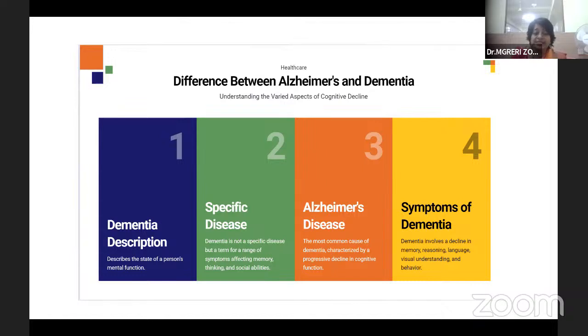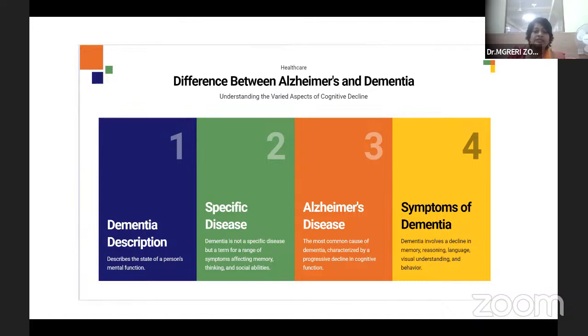Dementia describes the state of a person's mental function. Dementia is not a specific disease or disorder, it is a symptom, for a range of symptoms affecting memory, thinking, and social abilities. But in Alzheimer's, dementia is one of the symptoms. Also, there will be a progressive decline in cognitive function and in organizational behavior. So in Alzheimer's, dementia is one of the symptoms.